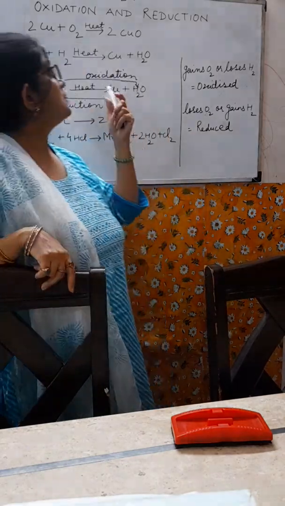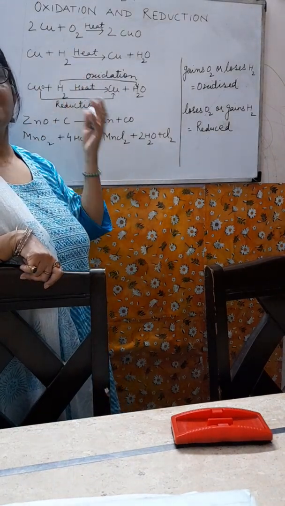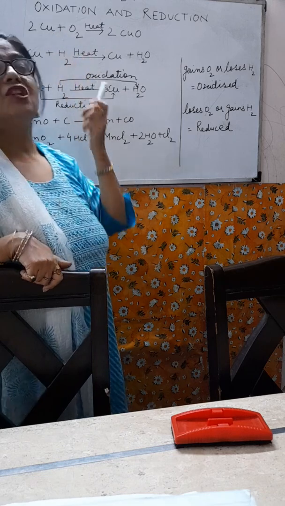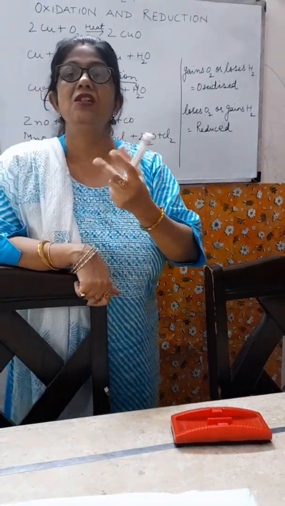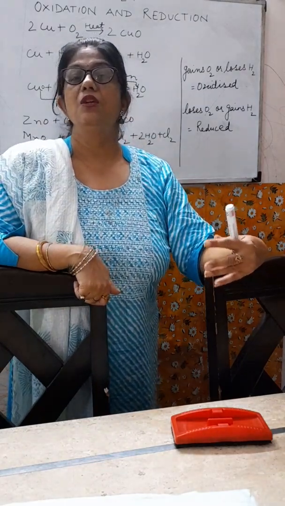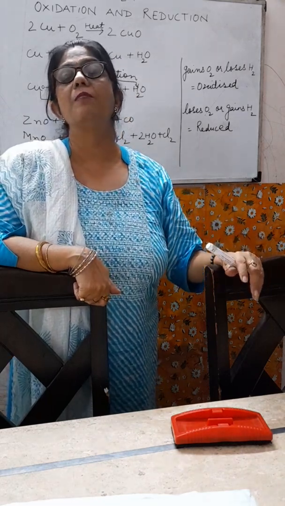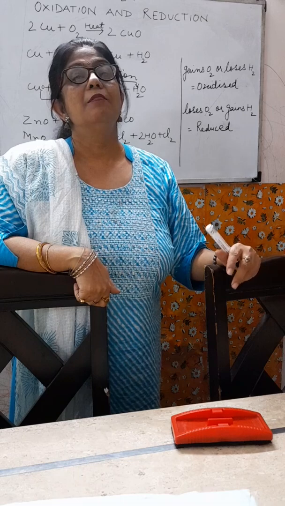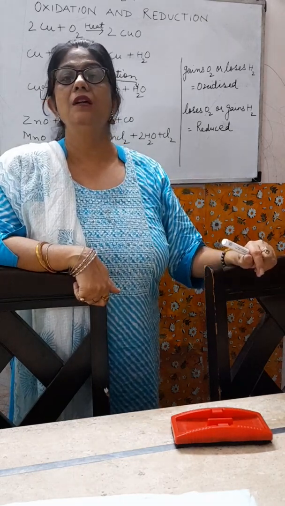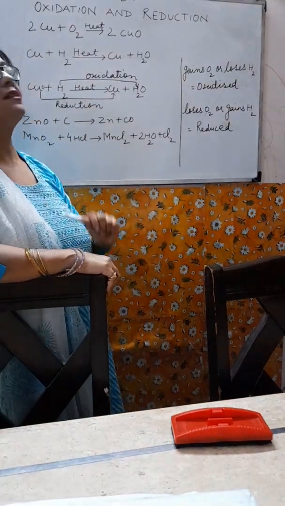Now we will study, by taking an activity as an example, what happens if we heat copper in a china dish. After some time you will find that the outer surface of the copper powder becomes black in color. Black color is deposited over the copper. Why does this happen?